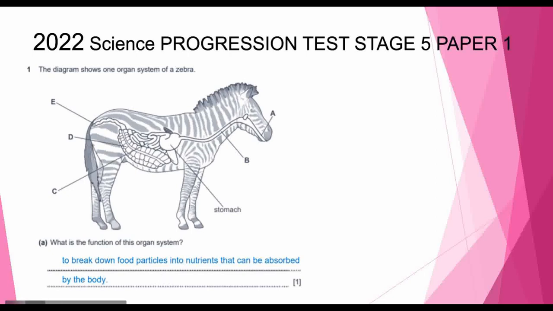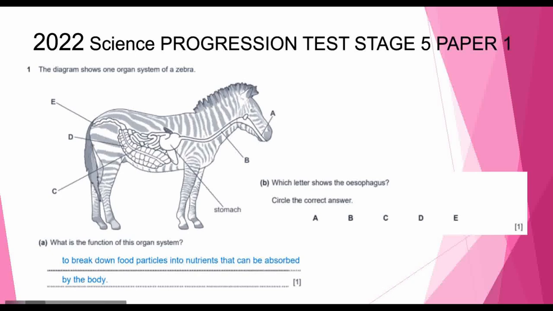Next question. Question 1b: which letter shows the esophagus? Circle the correct answer. Is it A, B, C, D or E? 10, 9, 8, 7, 6, 5, 4, 3, 2, 1. So you got your answer, guys. Let's see the answer. It's B. So B is the esophagus.